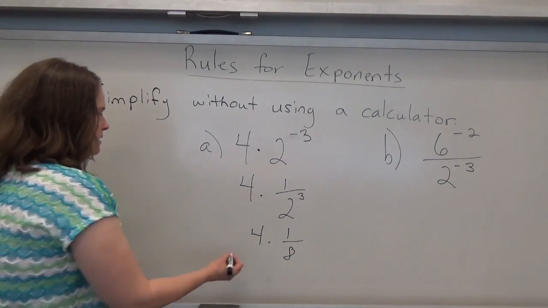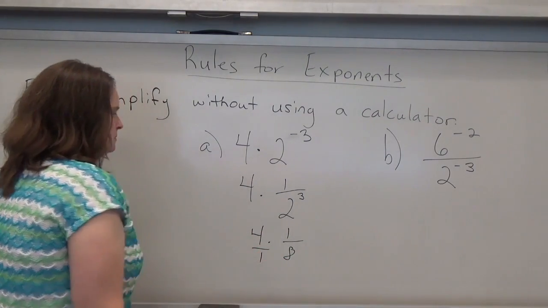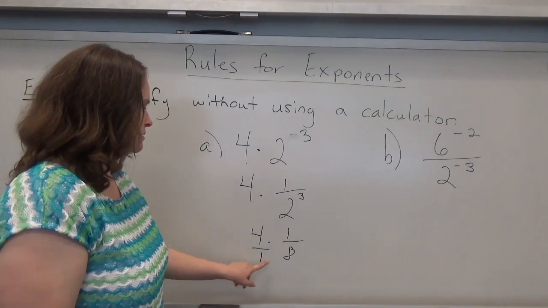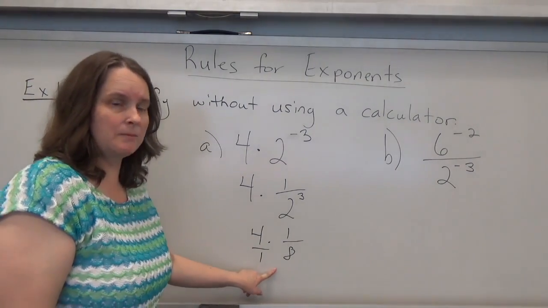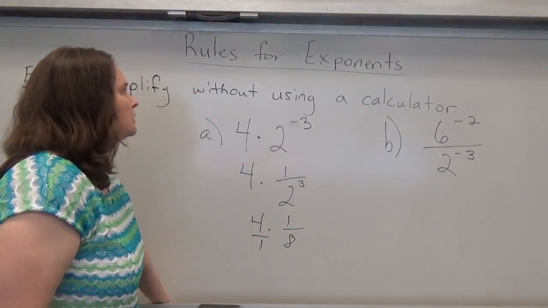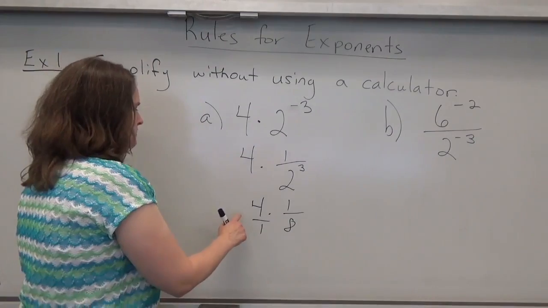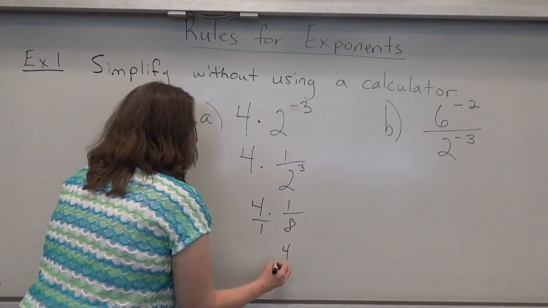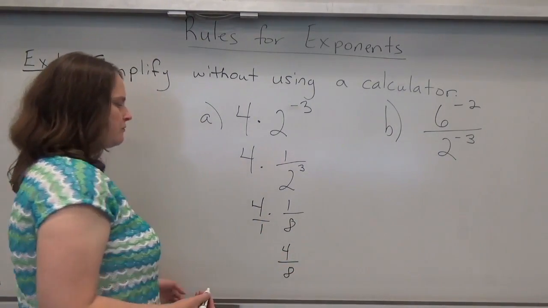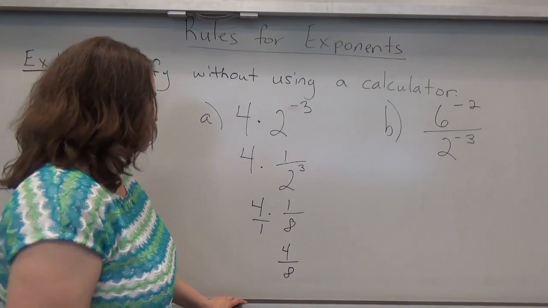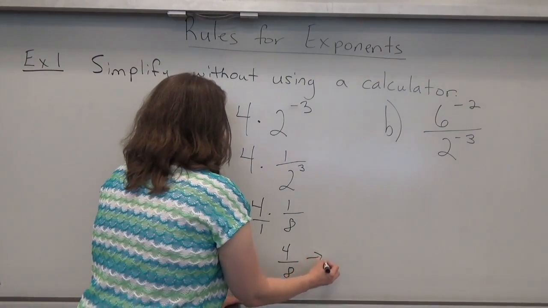And then when I multiply fractions, I multiply straight across the top, straight across the bottom. If you want to, you can go ahead and simplify at this point. That's fine too. If I multiply these together, I've got 4 over 8. And then I know that 4 over 8 can be simplified as 1/2. So my answer is 1/2.